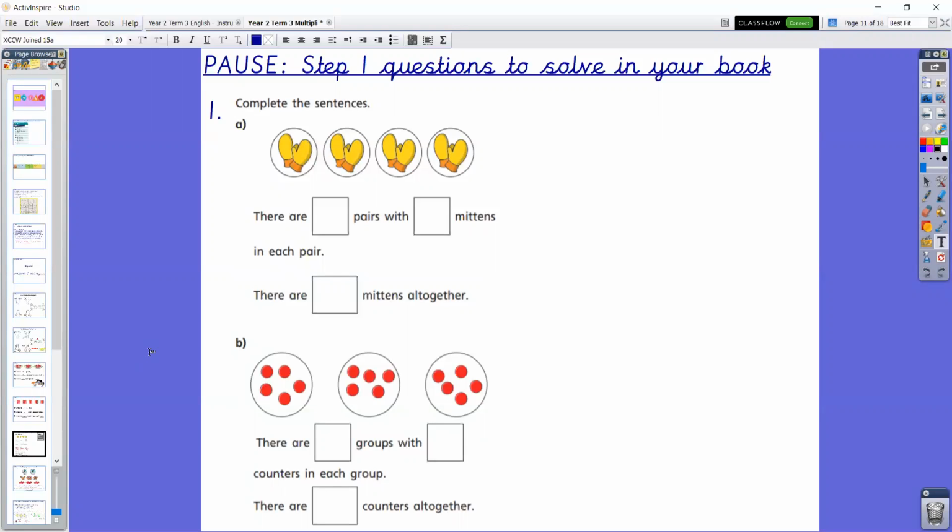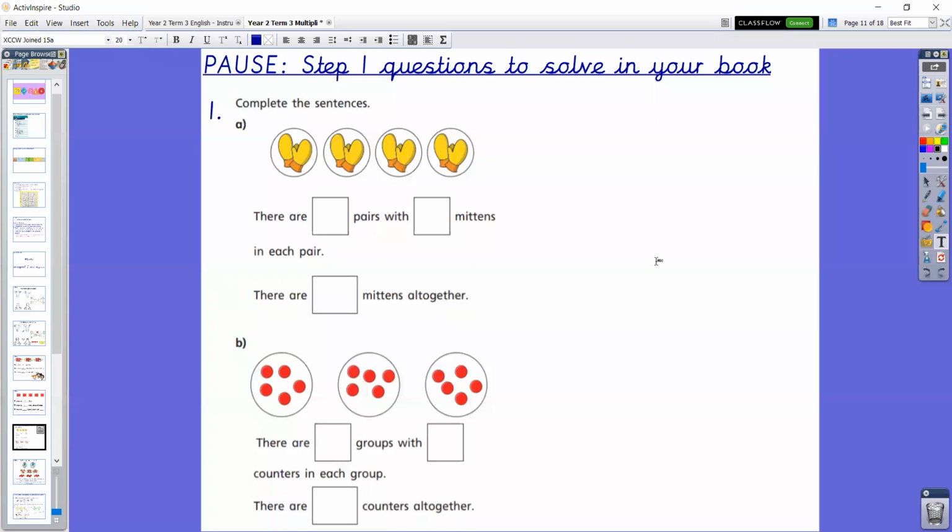Okay, so here you can see the step 1 questions which you're going to solve in your maths book. So in a moment, can you please pause the video and focus on answering these questions? There are STEM sentences provided, so for both 1A and 1B, you need to write the sentences in your book describing what you can see in the pictures.